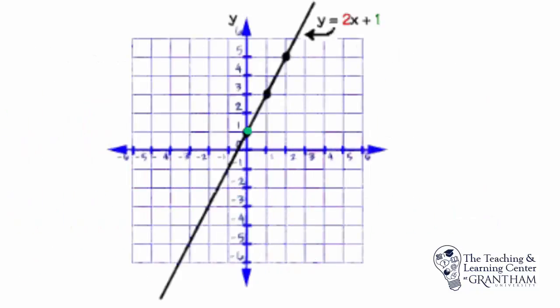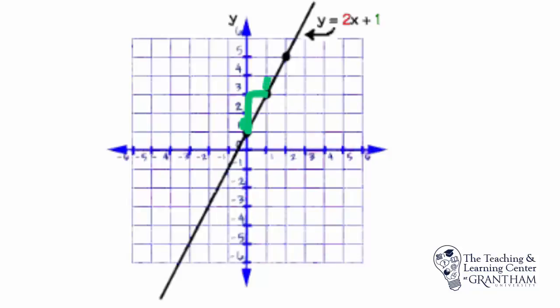Let's take a look at this equation and see how we can graph it. Y equals 2x plus 1. We would start by plotting the y-intercept, plus 1, and then from there count 2 steps up on the axis, that's the rise, and 1 over, horizontally, that's the run.